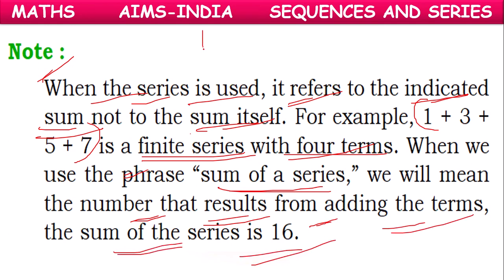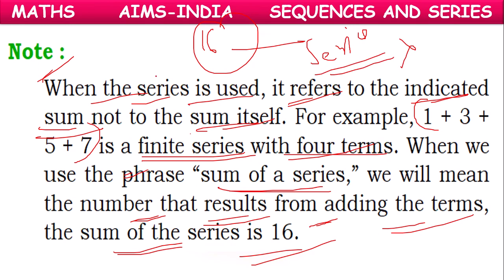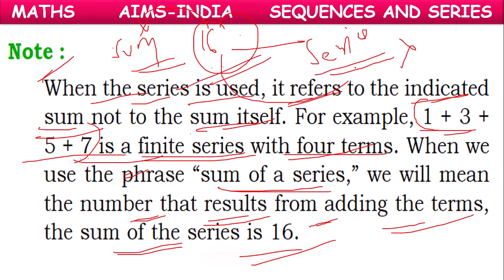So if we have only 16, we cannot call 16 a series. 16 is not an example of a series. The direct sum is not an example of a series. 1 plus 3 plus 5 plus 7 is an example of a series whose sum is 16. But 16 we cannot say is a series. But 1 plus 3 plus 5 plus 7 is a series. That we have to keep in mind.